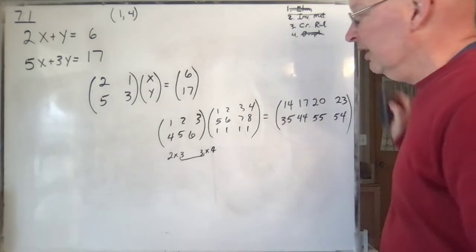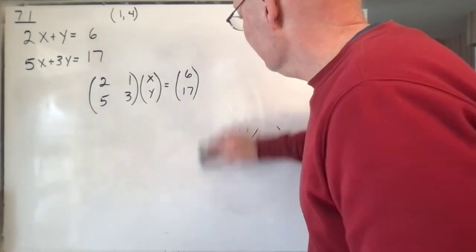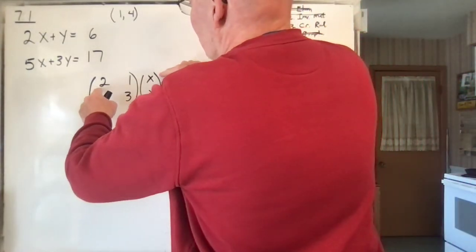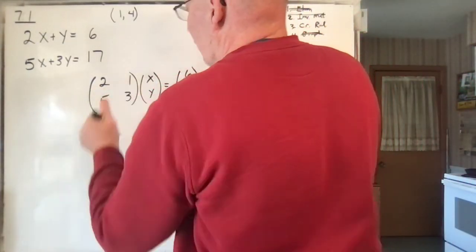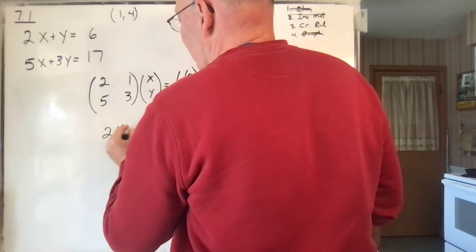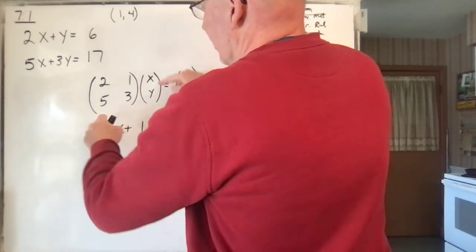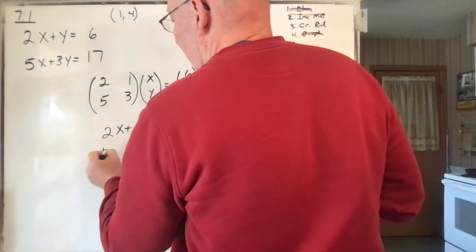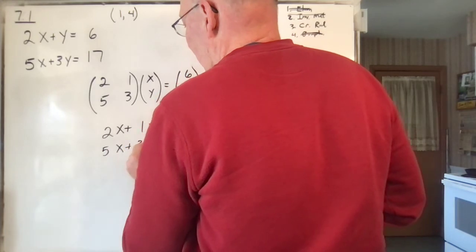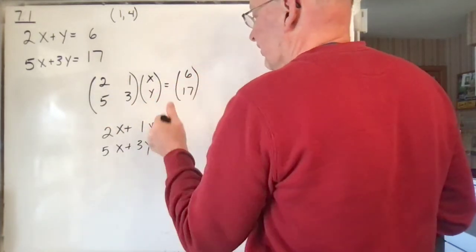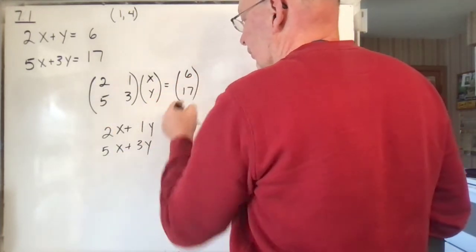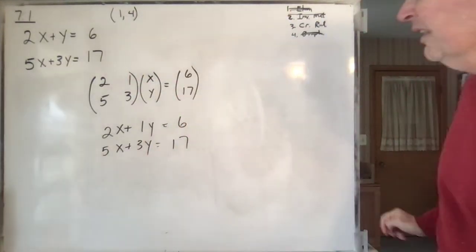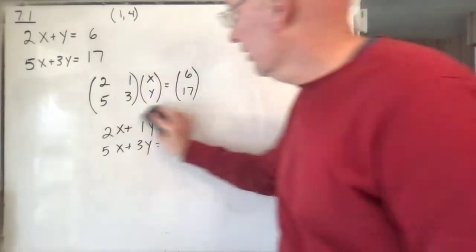Okay. So here, if you notice, if you multiply this out, you're going to get 2x plus 1y. And here, if you were to multiply this one out, you'd get 5x plus 3y. And this is equal to this 6, and this is equal to the 17. And so notice that this is just another way of writing that system. Okay, a little more condensed.